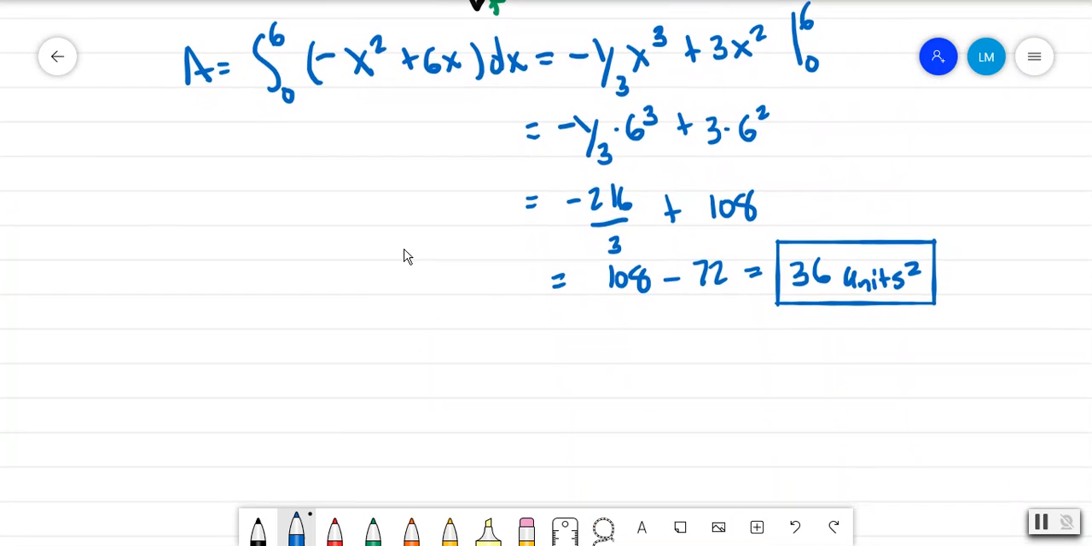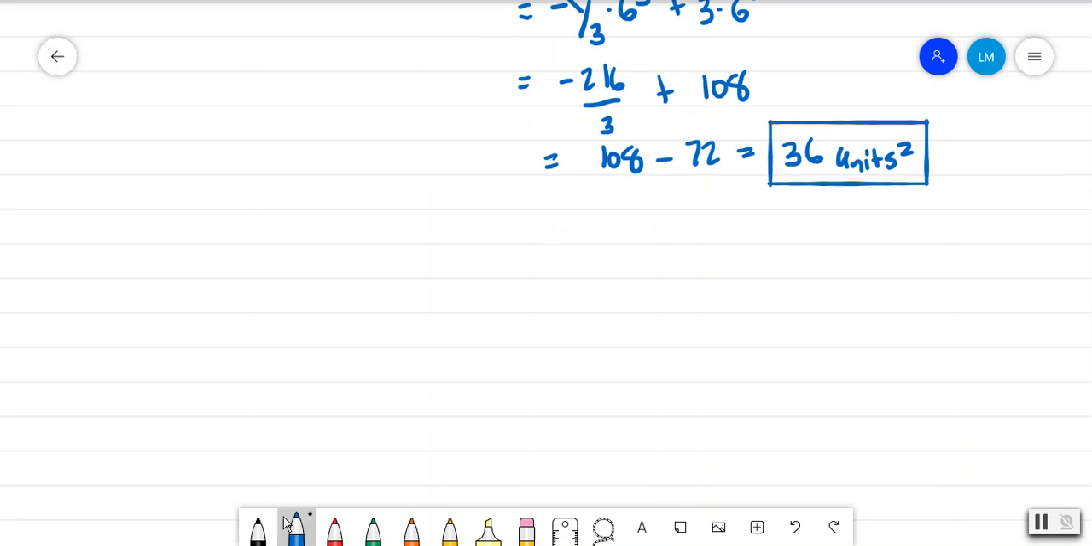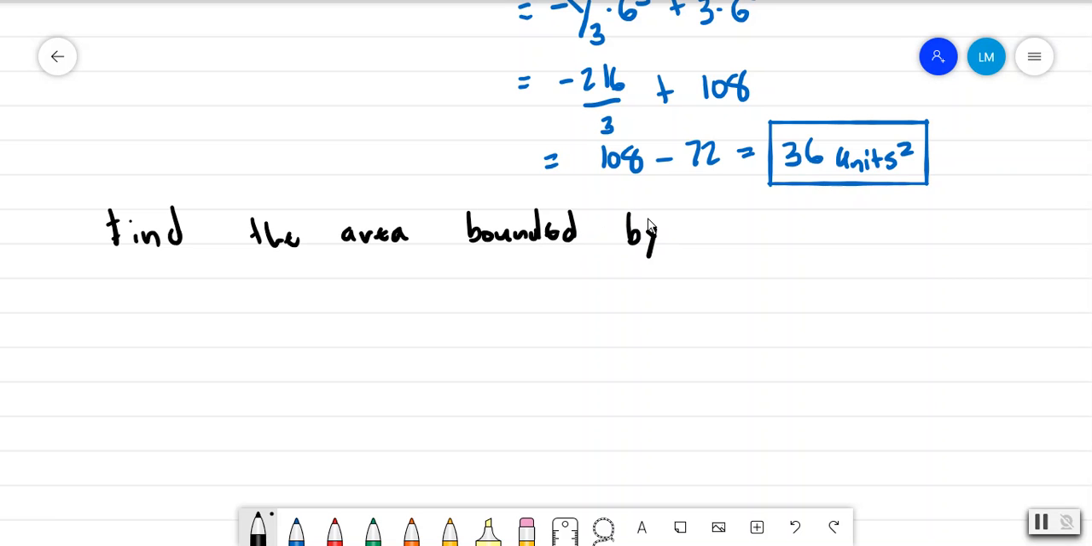Okay, now let's go ahead and look at another example of where we try to find the area bounded by two curves. I'm going to say find the area bounded by, and in this case, this one's going to be a bit similar. So we have y equals x squared and y equals 6x minus x squared.